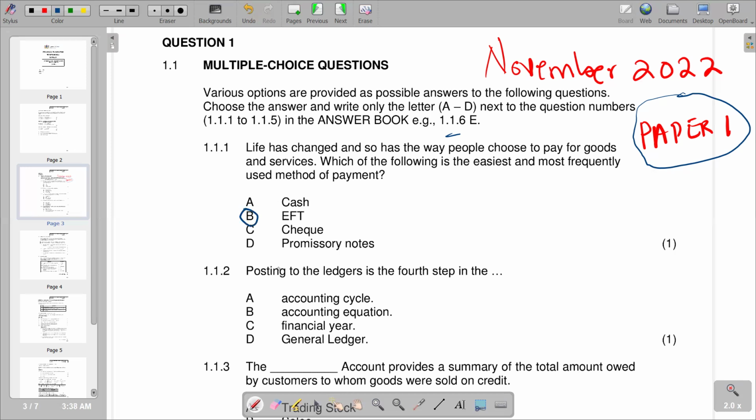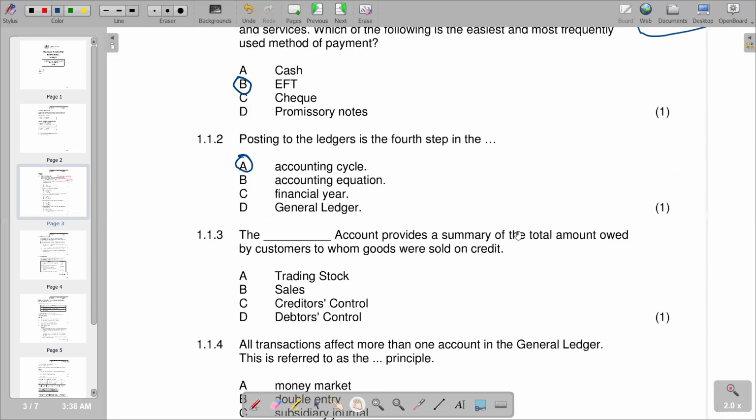So going on to the next part of our question, we've got 1.1.2, posting to the ledger is the fourth stage in the, we know that this is the accounting cycle. So we have the accounting cycle, and we know that it starts with the source documents, and obviously it proceeds to our books of original entry or subsidiary books, and then we also have our ledgers. Then we are having our fourth as our ledgers, so we pick accounting cycle as the correct answer. Then you go to 1.1.3.